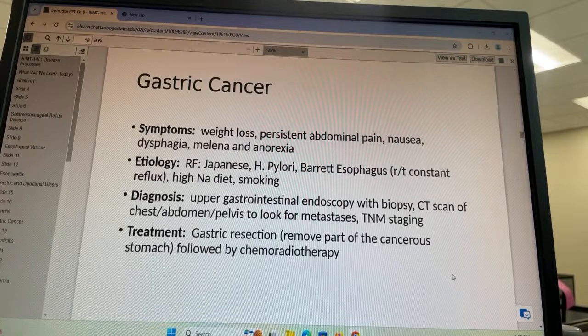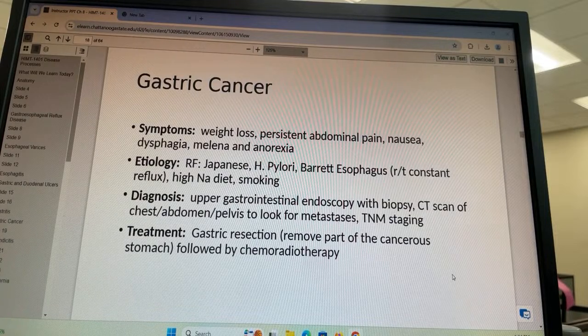Causes of gastric cancer, interestingly enough, Japan has the highest incidence of gastric cancer in the world. Not really sure why, but they just do. So they have all sorts of screenings done in Japan but they don't necessarily do here. H. pylori is a big risk factor for gastric cancer. So if people have ulcers or gastritis related to H. pylori and they don't treat it, the issue is that it can lead to gastric cancer.